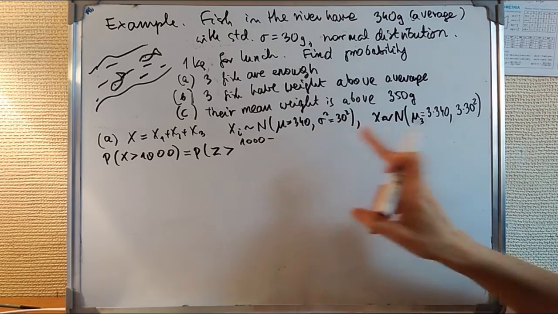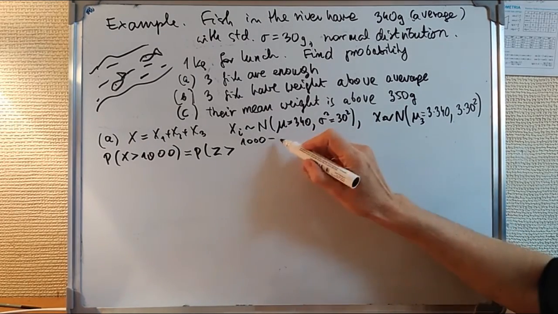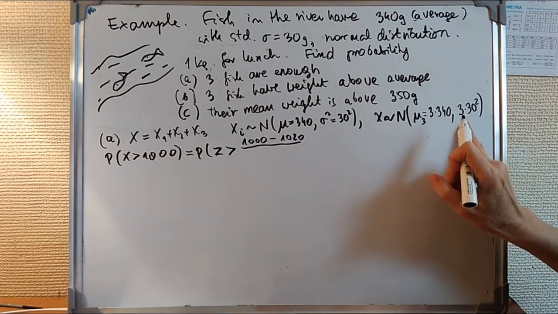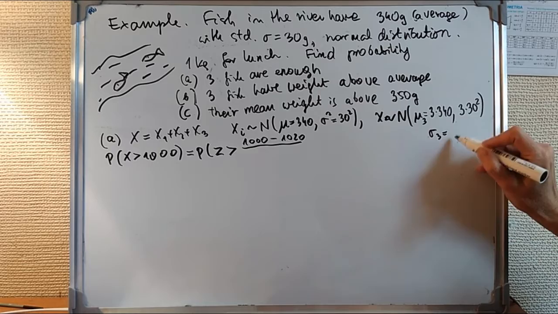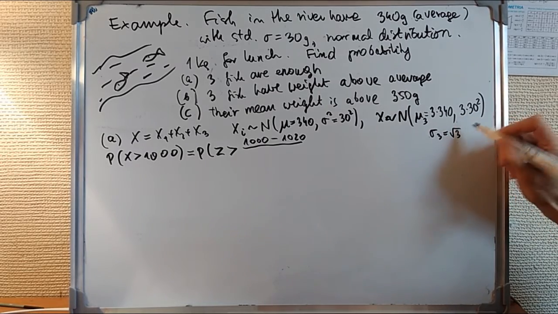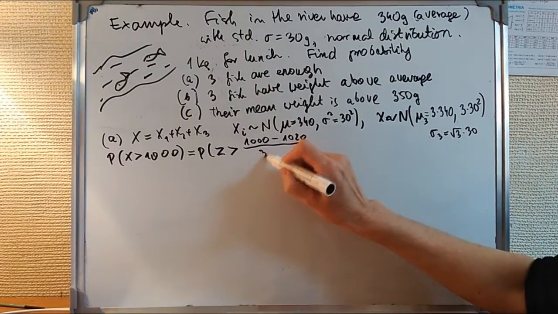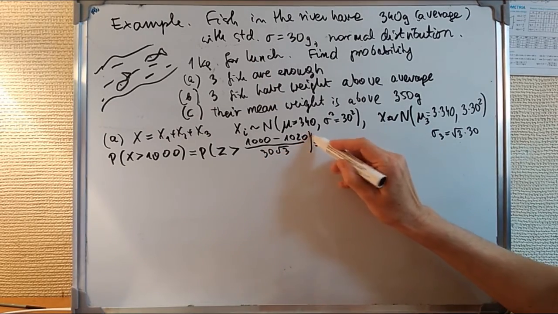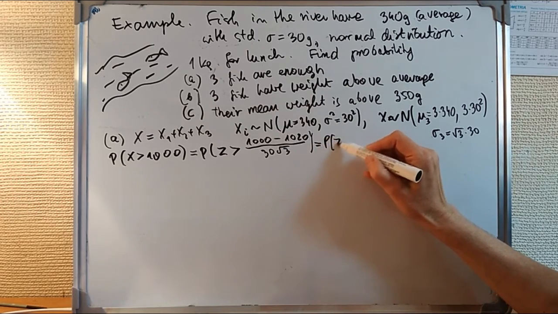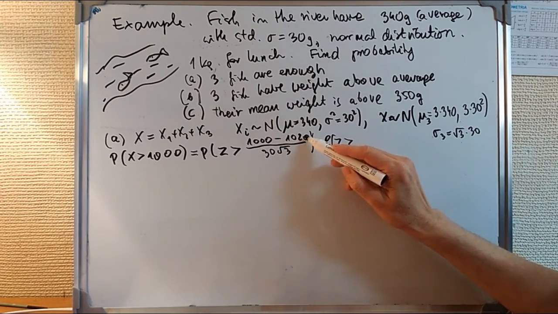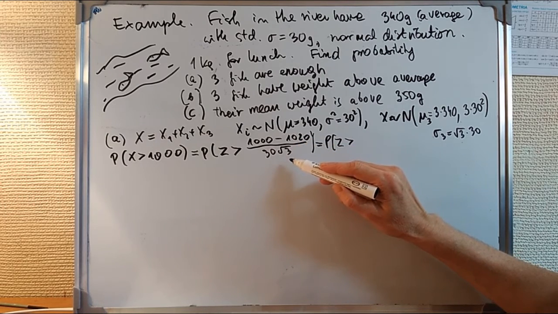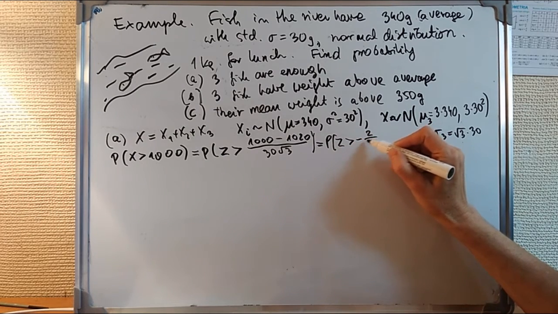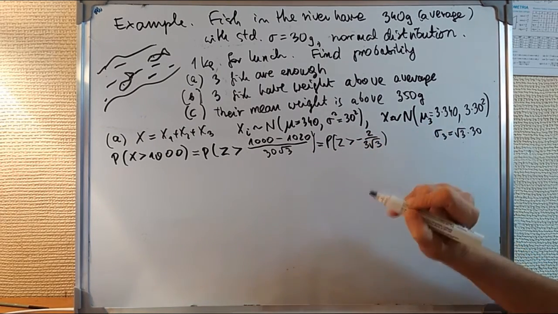minus, what is the mu? 3 times this is 1020 divided by, what is the sigma 3? It's square root of 3 times 30. Okay, so we have 30 square root of 3. It's better to write like this. Okay, so we have probability that z is greater than minus 20 divided by 30 square root of 3, so this is minus 2 over 3 square root of 3.